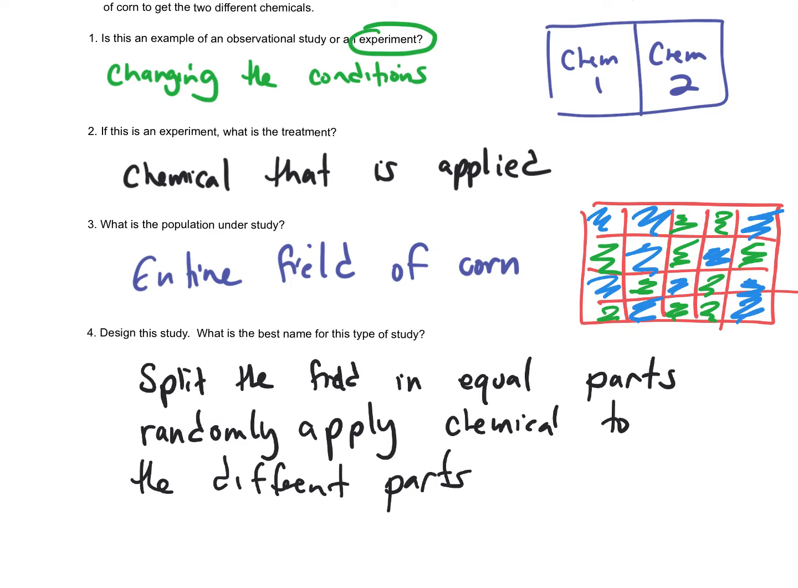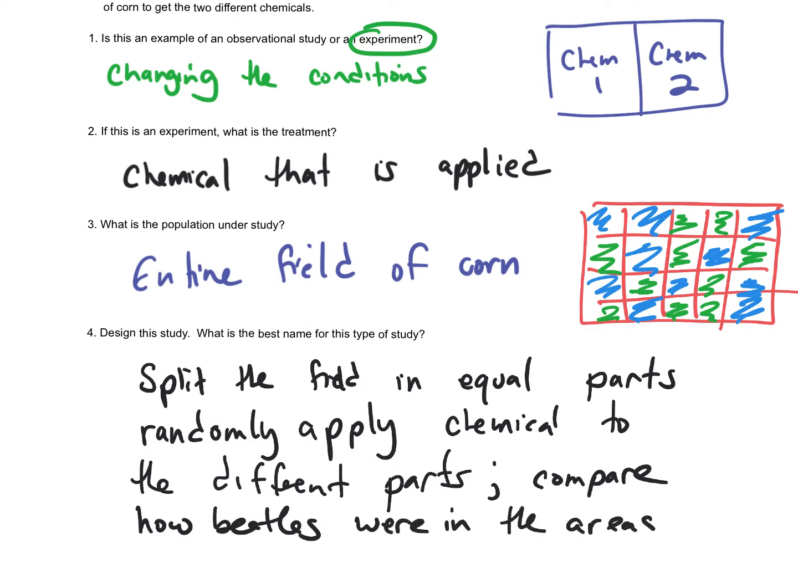So the big thing is we're going to apply these chemicals to different parts, and then we're going to compare how many beetles survive, because we're trying to avoid these beetles in these areas eating the corn. Because we want to kind of get rid of that. We want to kind of get rid of all these beetles. We want to see which one will do a better job.